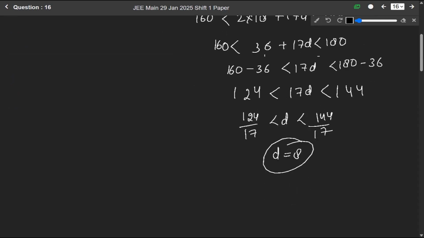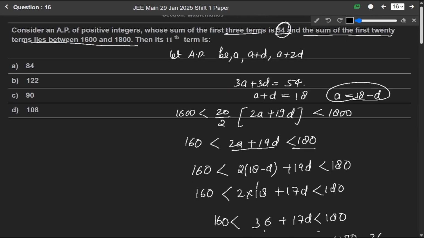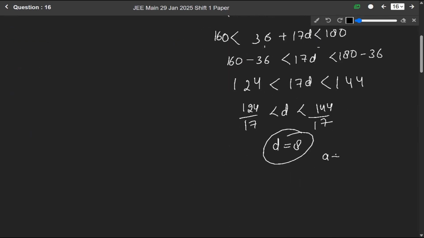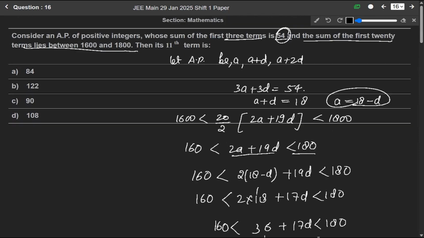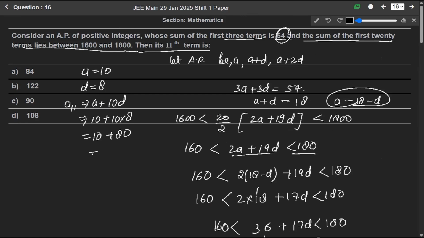Okay, so we have written a plus d equals 18. If d equals 8, then a will be equal to 10 only. Okay, so we have to find the value of the 11th term. So a is 10 and d is 8. So a11 will be equal to a plus 10d, so 10 plus 10 into 8, so it will be 90. So the 11th term will be 90, means option C is the correct answer.